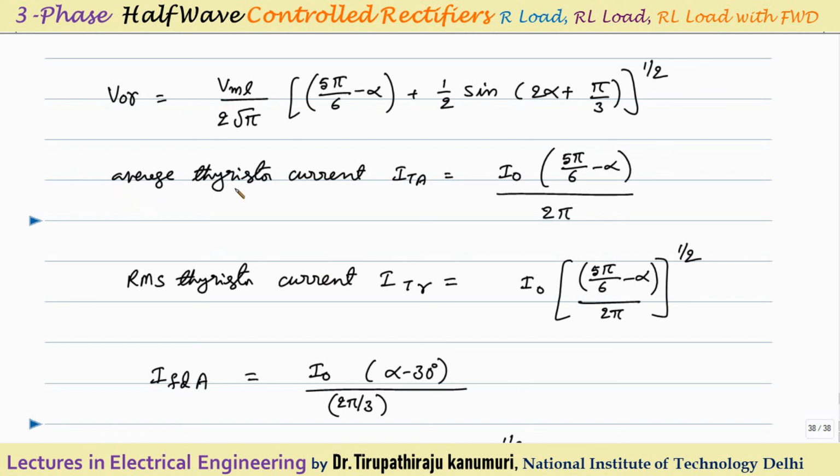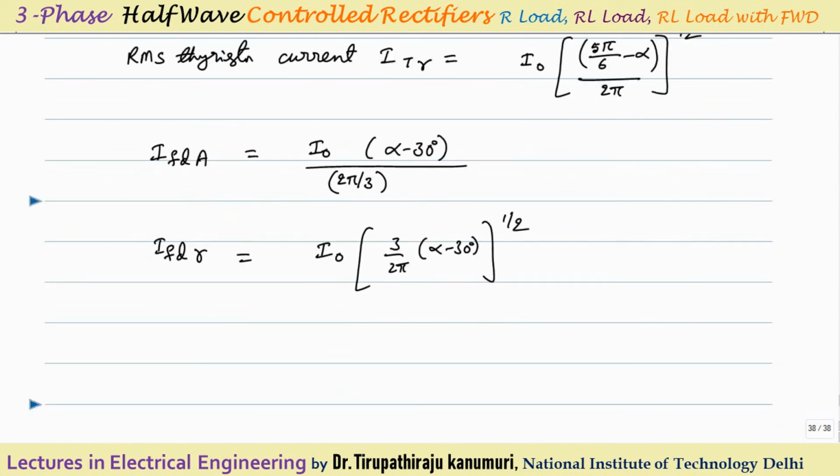So now the average thyristor current. The thyristor is conducting for a duration of 5 pi by 6 minus alpha out of 2 pi. So that's why it will be I naught into 5 pi by 6 minus alpha divided by 2 pi, and the RMS value will be I naught multiplied by 5 pi by 6 minus alpha by 2 pi, whole to the power of 1 by 2.